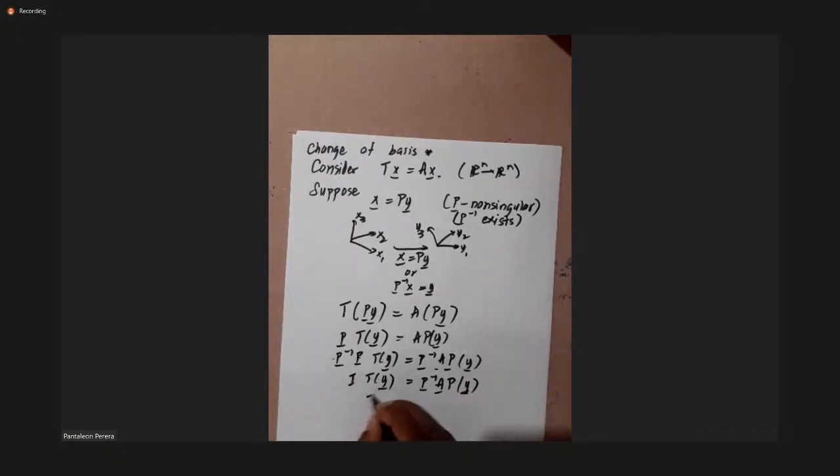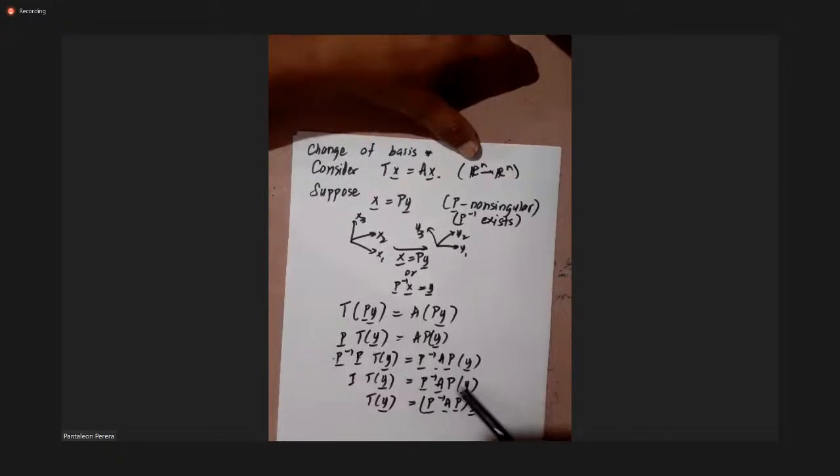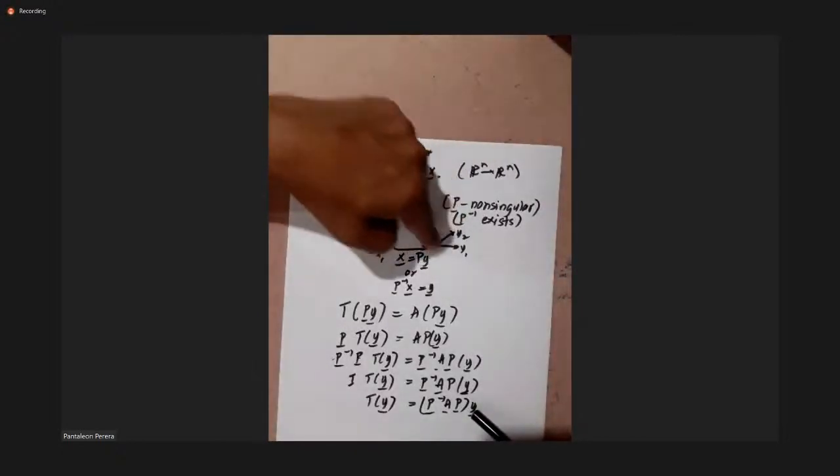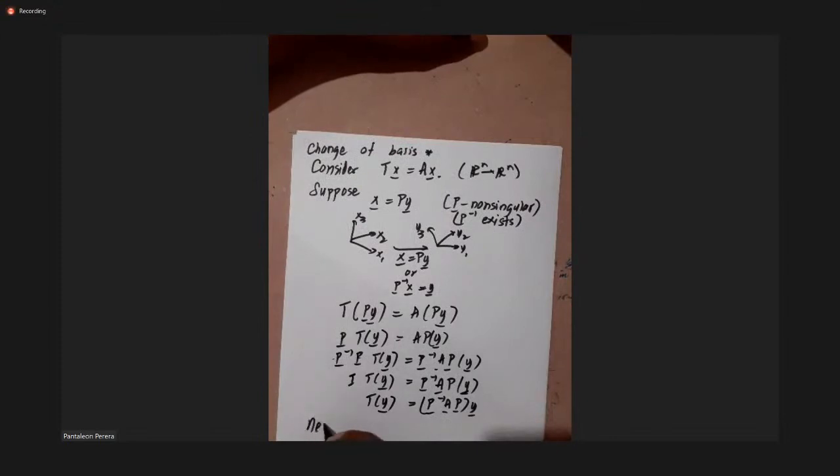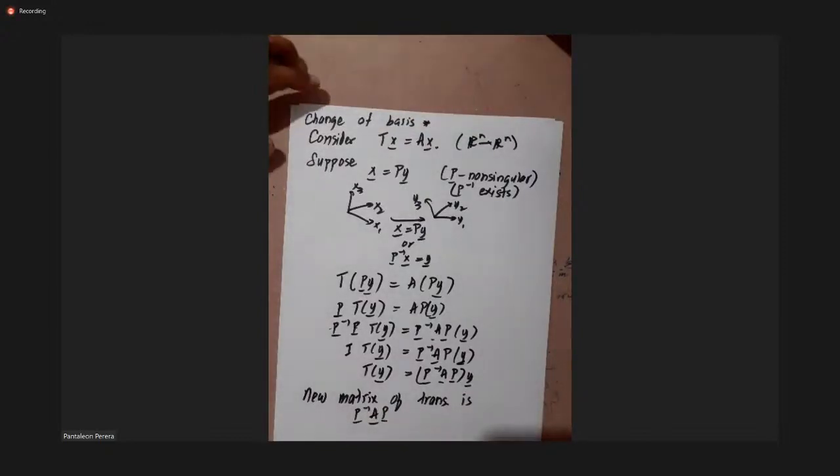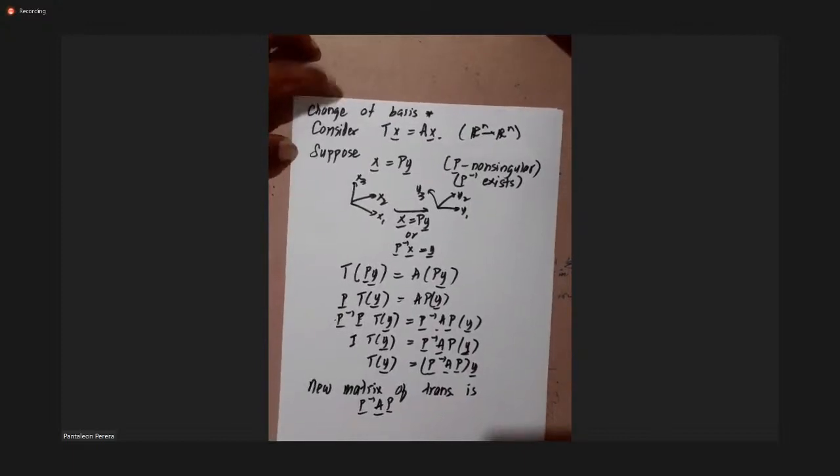Now I times anything is this. So this is P inverse AP. What does that mean? Earlier, in this space, the matrix of transformation is A. Now, with respect to this axis, it is this one. The new matrix of transformation is what? P inverse AP. Okay, you take that down.